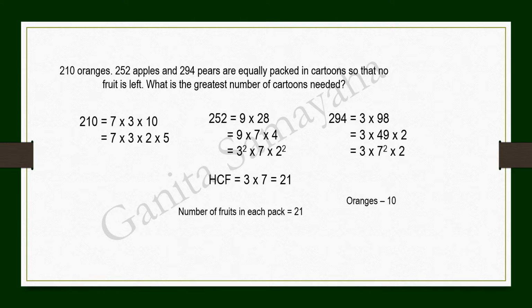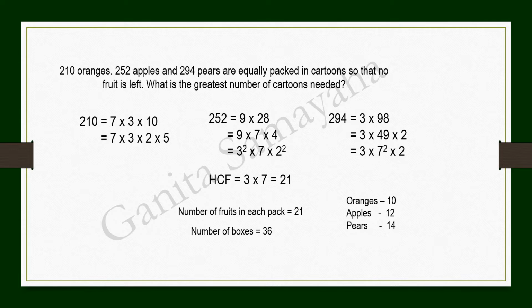So for oranges we will require 10. For apples, 21 apples in one carton box. There are 252 apples. How many carton boxes we will require for apples? 12. And for pears, 14. We simply have to divide this 210 by 21, 252 by 21, 294 by 21. So these are the number of carton boxes. So totally how many carton boxes do we require? We have to simply add it and we get 36.